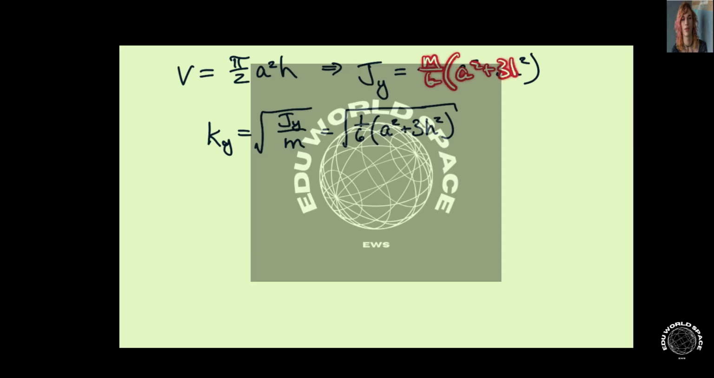They also wanted us to calculate the radius of gyration, which for masses is the mass moment divided by the mass, instead of the area moment divided by the area. So taking the square root of that, this time we get the square root of 1/6 times a squared plus 3h squared.